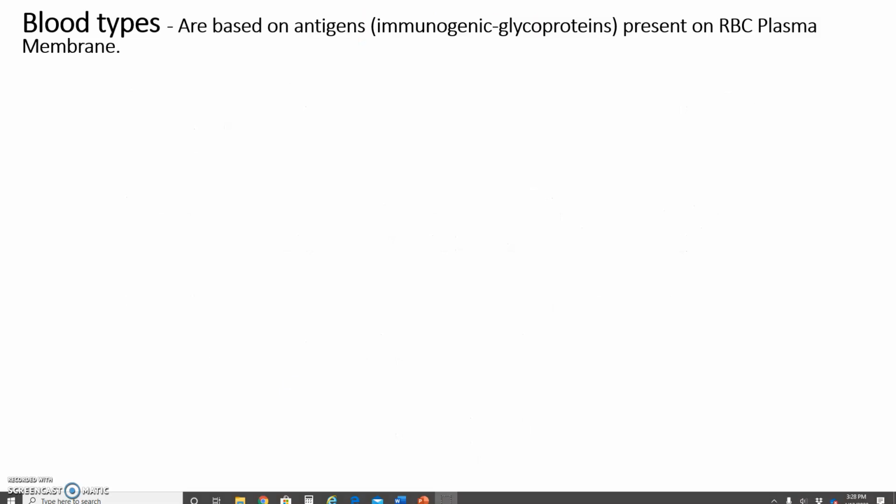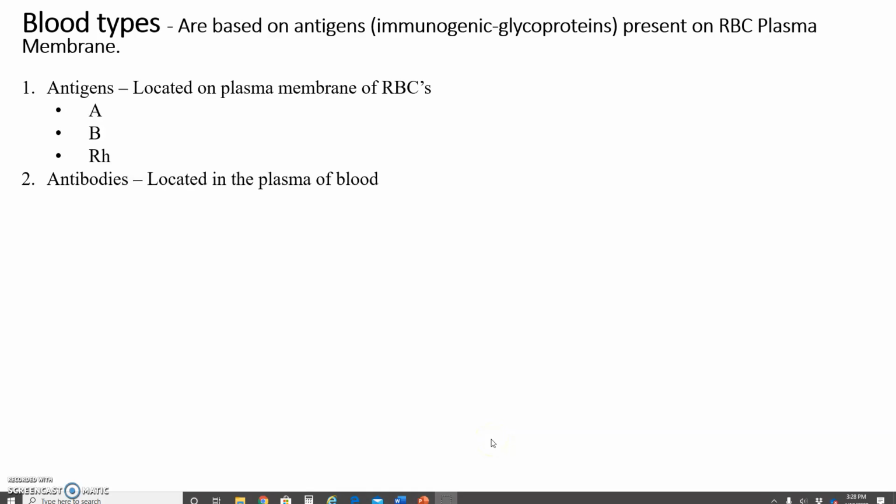So let's talk a little bit now about blood types. These are based on what are called antigens, which is a glycoprotein found in the plasma membrane of red blood cells. There's 3 types of antigens that we're concerned with. Those are A, B, and Rh.